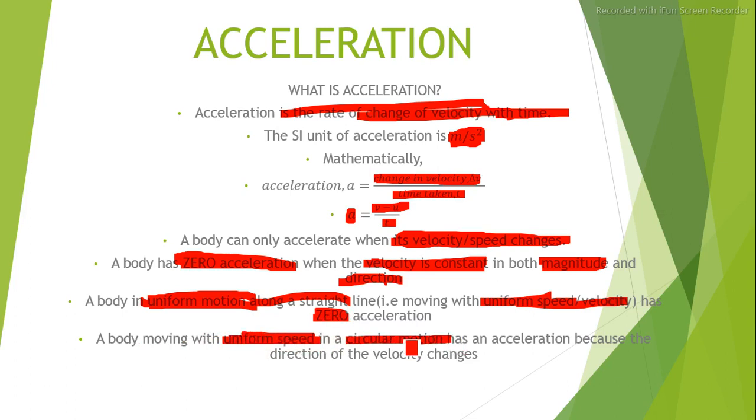Now, a body can still move with uniform speed in a circular motion. Speed is the magnitude of velocity, so it is the magnitude that is the same, but the body still has an acceleration, and that is under circular motion. That is what we refer to as centripetal acceleration. The body still has acceleration because the direction of the velocity changes. That is why a body in circular motion, despite the fact that the speed is constant, has non-zero acceleration, because the direction of the velocity is changing with time. I believe you understand that.